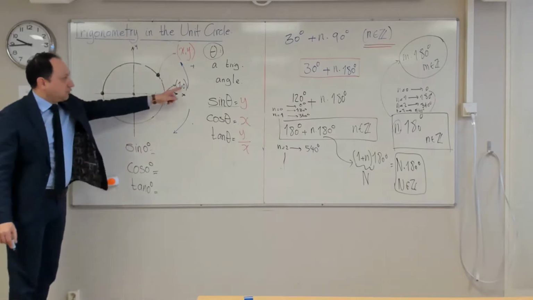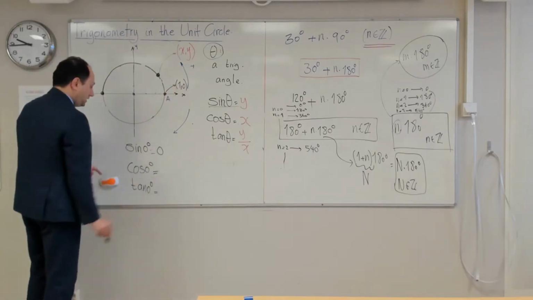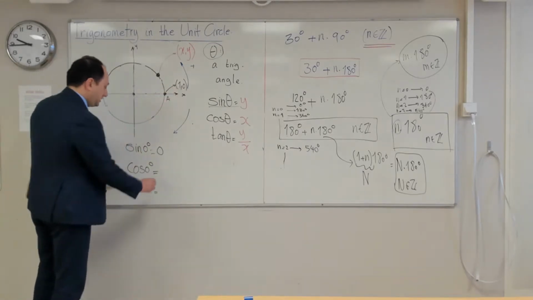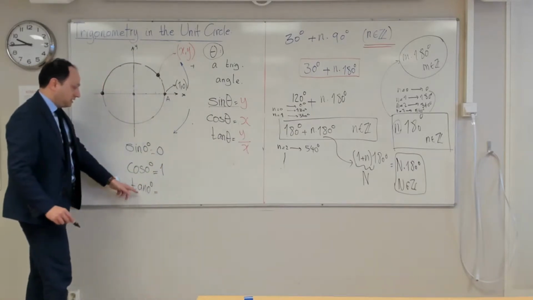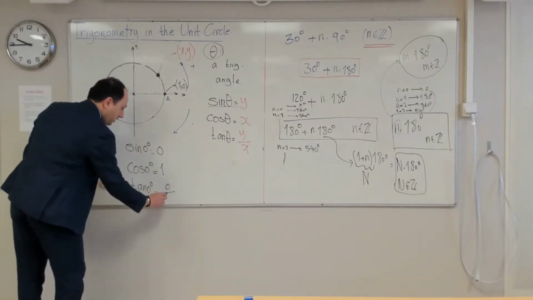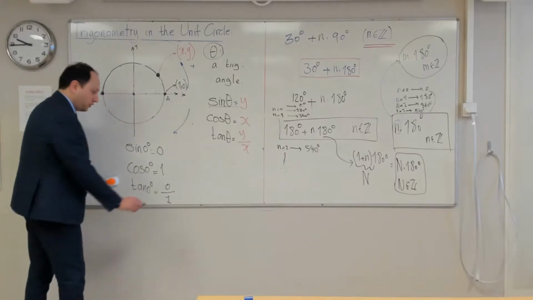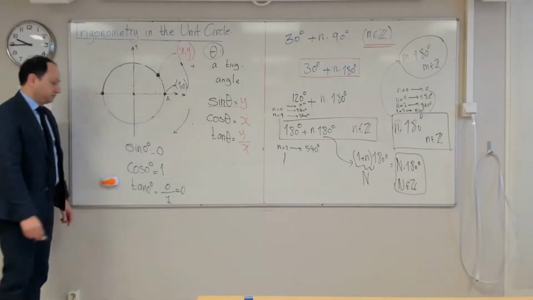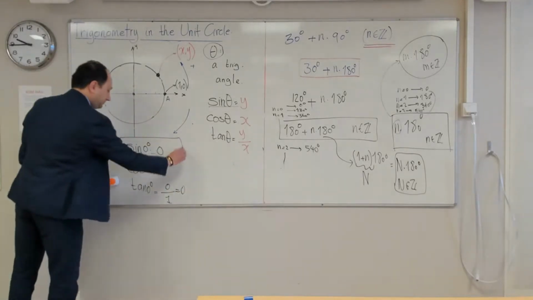Sine is the y coordinate. It's 0. Cosine is the x coordinate. It is 1. Tangent is the y coordinate divided by the x coordinate. So it becomes 0. As simple as that.